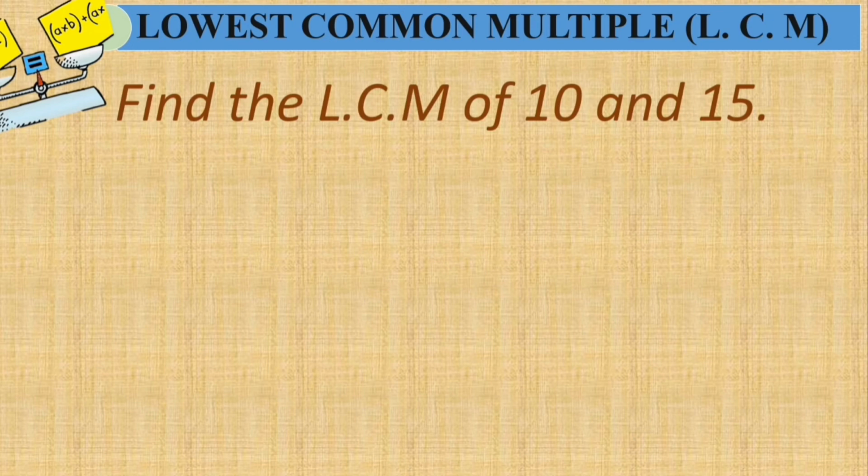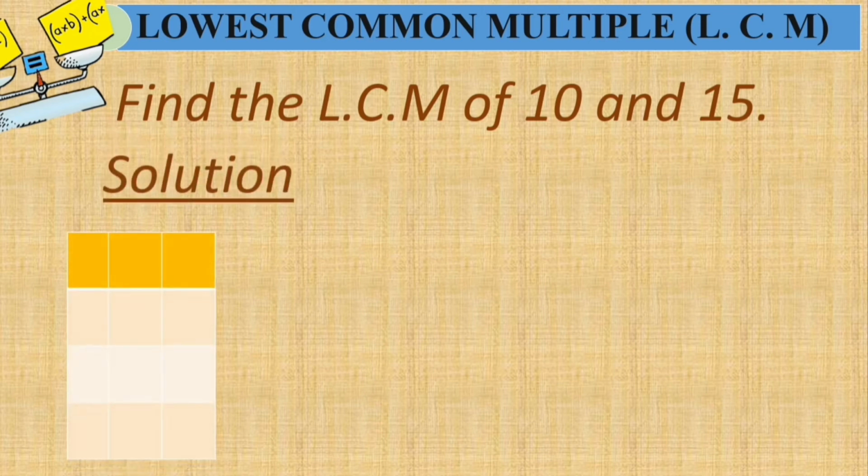Find the LCM of 10 and 15. Here is how. Let's tabulate this. So we have 10 and we have 15. Begin by checking if 2 can divide any of these numbers with no remainder. Can 2 divide 10 or 15 with no remainder? Yes, 2 can divide 10 with no remainder. 2 into 10 is 5.